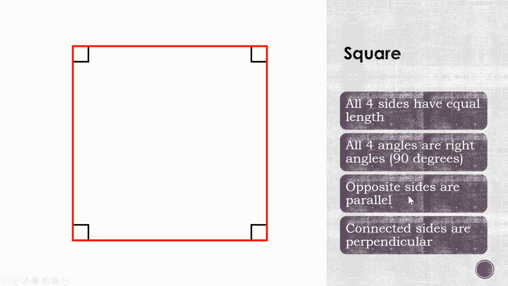Opposite sides are parallel. That talks about their slope. And connected sides are perpendicular. When I say connected, I mean they're joined at a vertex, in this particular example, a corner. So these connected sides are perpendicular. Now you've got to remember the definitions of parallel and perpendicular, and that relates to slope. Parallel means the same slope, and when two lines are perpendicular, you have opposite reciprocals.